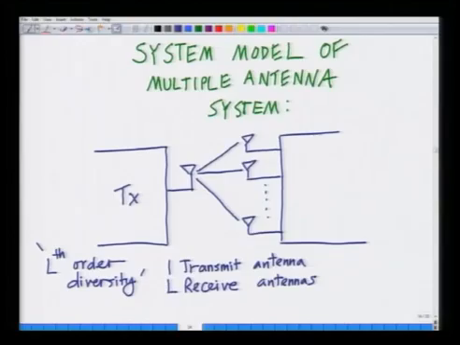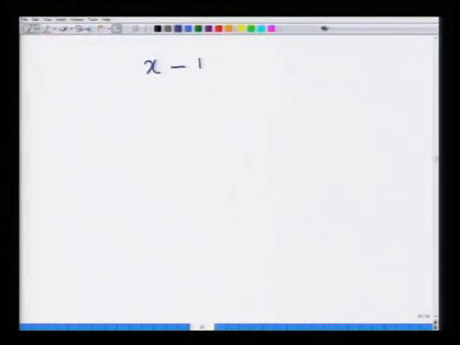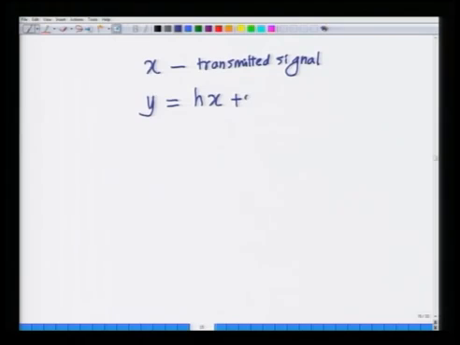Now, let us go to the formal system model, where x is the transmitted signal. We said Y equals Hx plus n. Previously, we said Y equals Hx plus n. This is the system model of a wireless system.